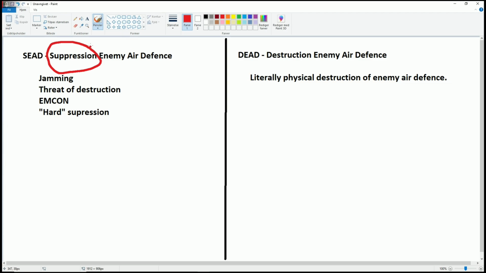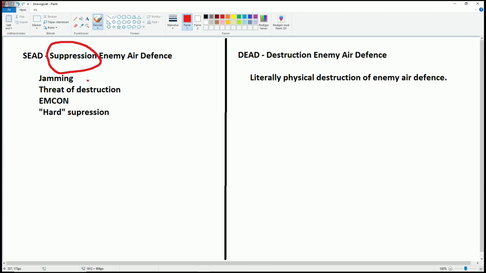Suppression of enemy air defense means let us try to force the enemy to keep their heads down. That is it. Suppress them, push them down, hold them down, make them inactive, make them incapable of performing their jobs. That is what the word suppression means in this context. There are several ways you can do that. I have placed them in the order that I would assume it would be used.